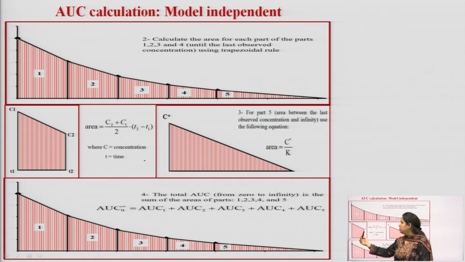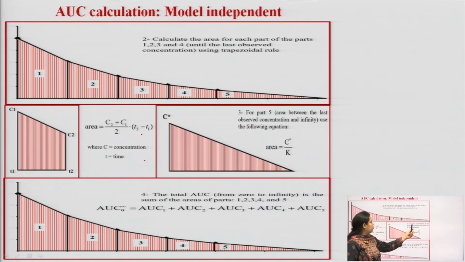So, C1 and C2 at time points T1 and T2. You see the equation will be followed like area equals (C2 plus C1) divided by 2, dot (T2 minus T1), where C is your concentration and T is your time profile. So, when we measure all these points, right.